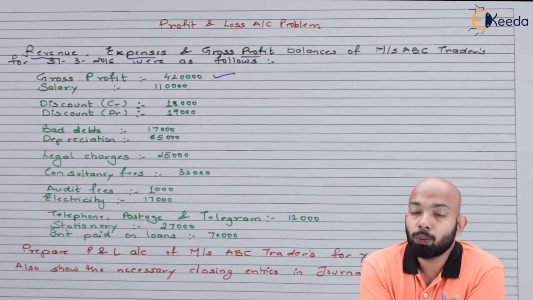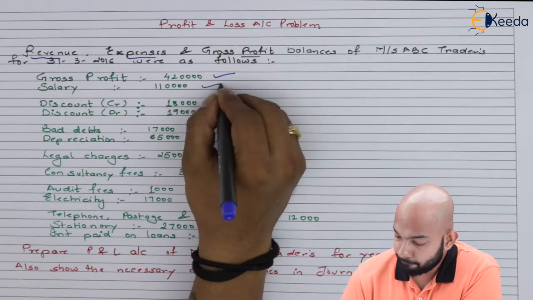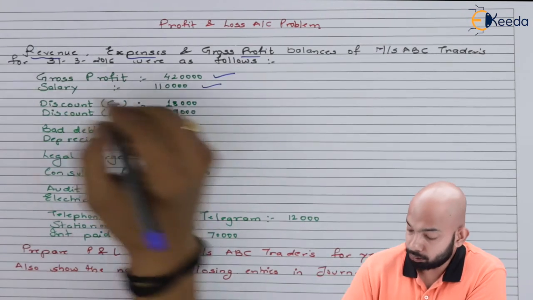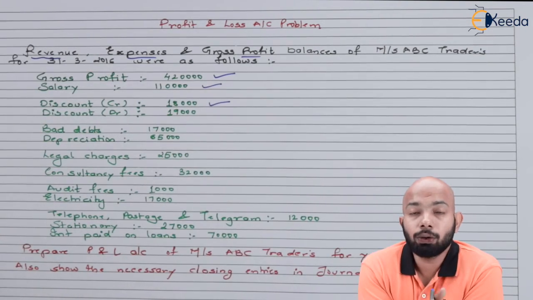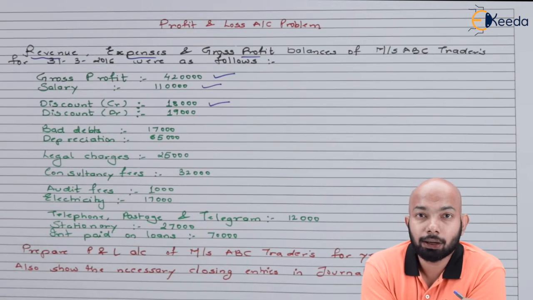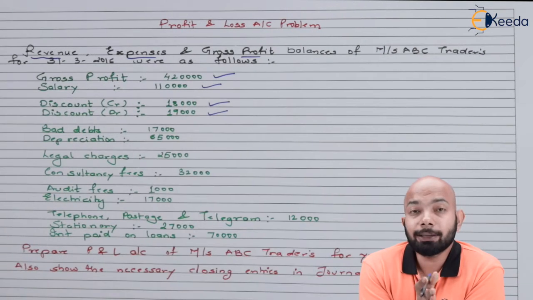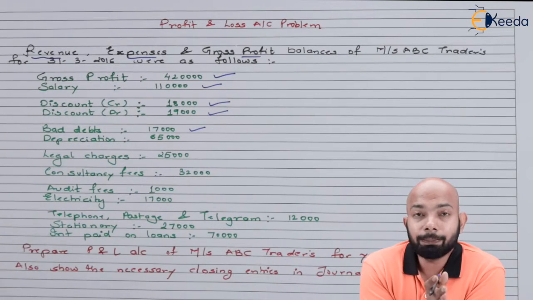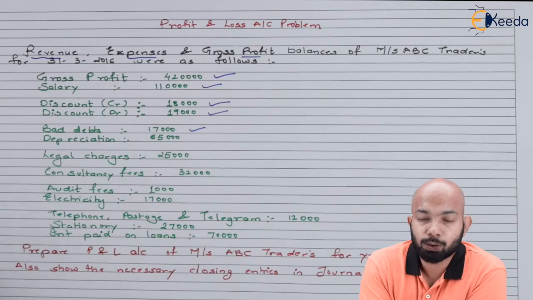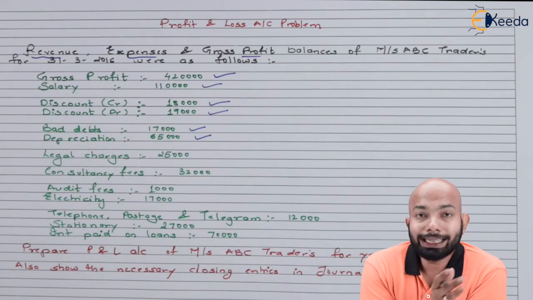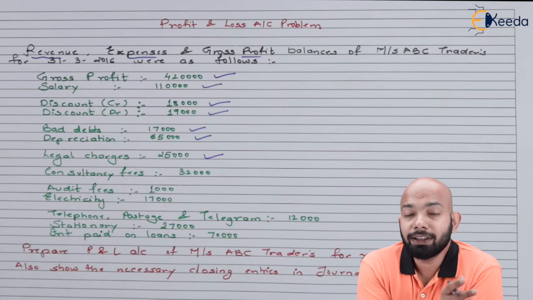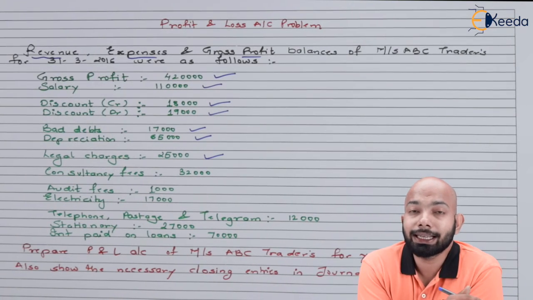Salary has been mentioned as 1,10,000. Discount on the credit side has been mentioned as 18,000. Discount on the debit side has been mentioned as 19,000. Bad debts has been mentioned as 17,000 here. Depreciation has been mentioned as 65,000. Legal charges 25,000. Consultancy fees of rupees 32,000 has been expended.